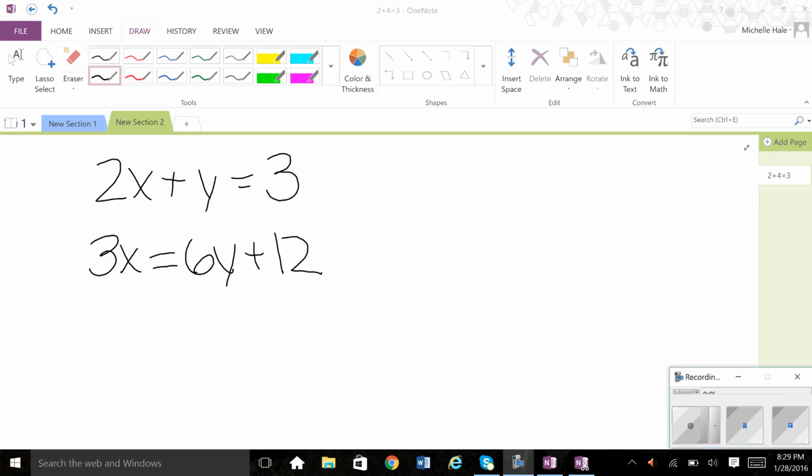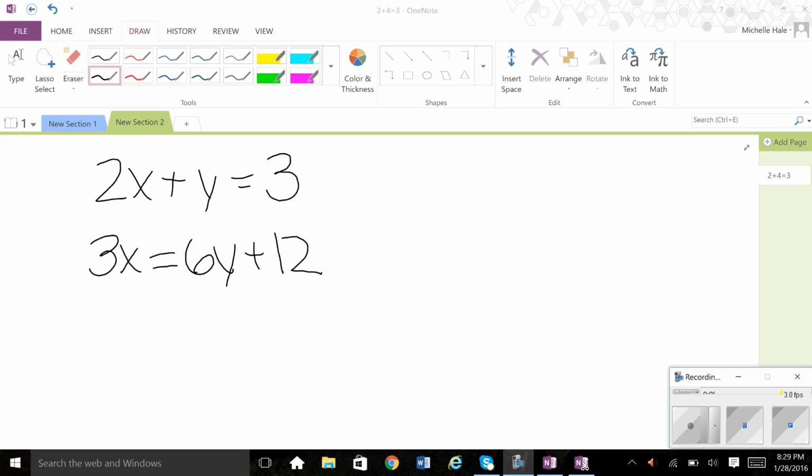Okay, today we're going to be talking about how to use the substitution method for systems of equations. So, if you look at the second equation there, it is almost set up for substitution. The whole idea in substitution is to solve for one variable and then use what that variable is equal to, plug it back into the other equation.